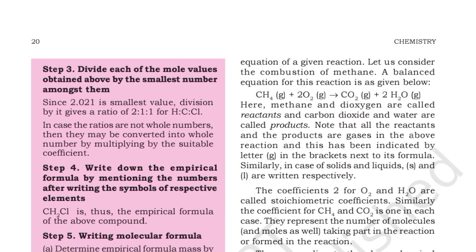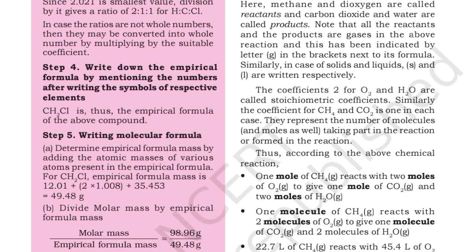Let us consider the combustion of methane. A balanced equation for this reaction is given below. CH4 gas plus 2O2 gas gives CO2 gas plus 2H2O gas. Here, methane and dioxygen are called reactants and carbon dioxide and water are called products. Note that all the reactants and the products are gases in the above reaction and this has been indicated by letter G in the brackets next to its formula. Similarly, in case of solids and liquids, S and L are written respectively.